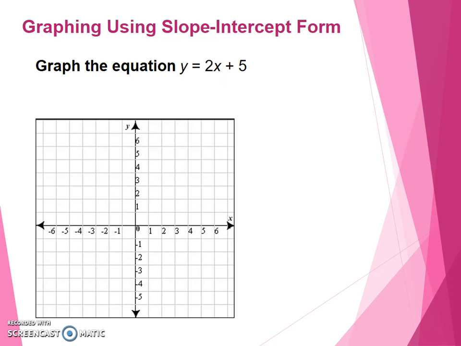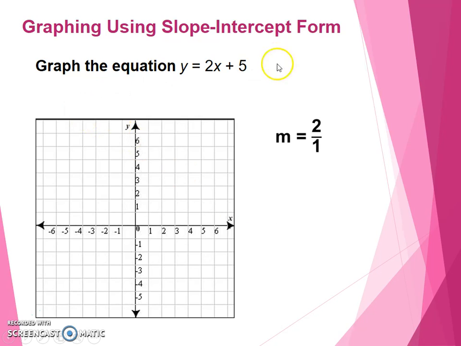All right, let's try another one. If y equals 2x plus 5, all right, take a second here. What's the slope and what is the y-intercept of that line? Okay, hopefully you said slope of 2, y-intercept of 5.